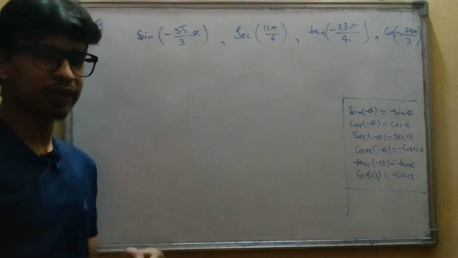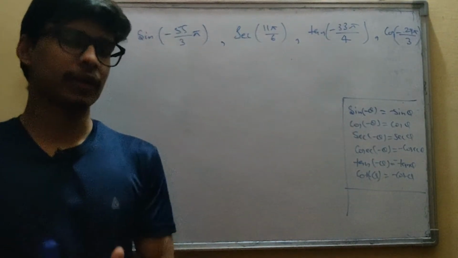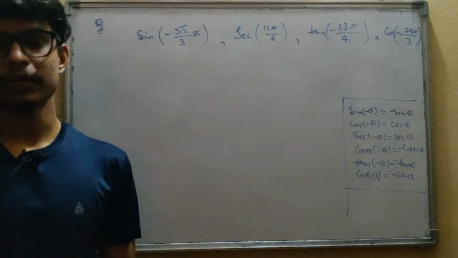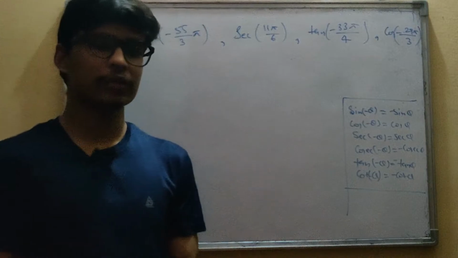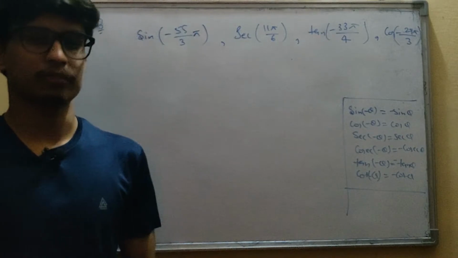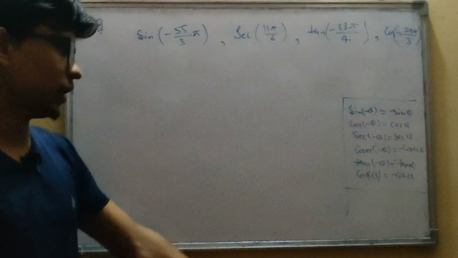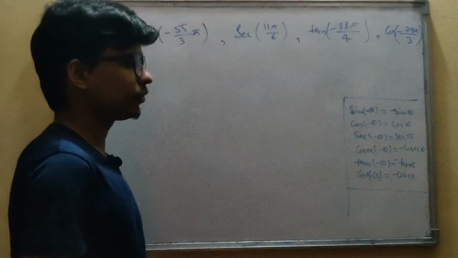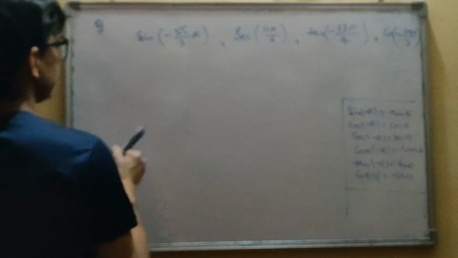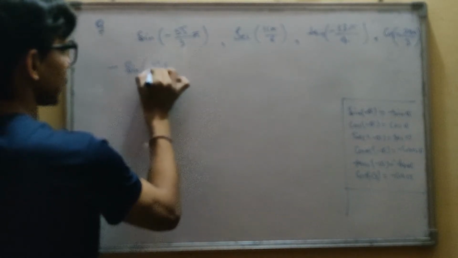How do we get it? You look at the graph. If you negate the angle theta for cos and sec, you get the same value. If cos pi by 3 is positive, then cos minus pi by 3 is also positive. So you can look at the graph and see it. But for the other four trigonometric functions, the negative sign just comes out. So this can be directly written as minus sine 55 pi by 3.